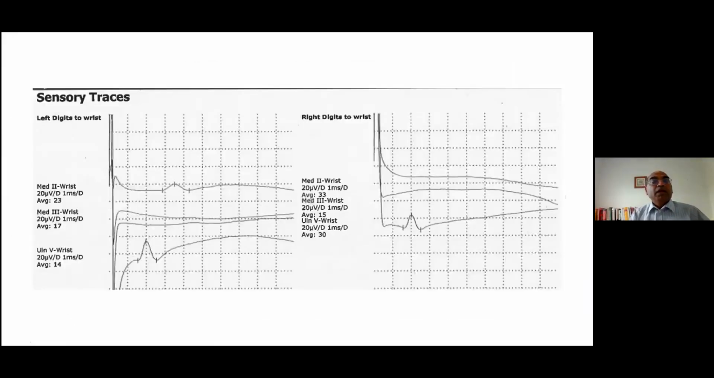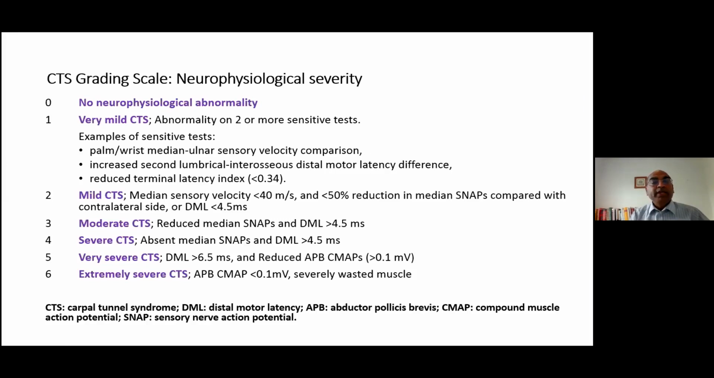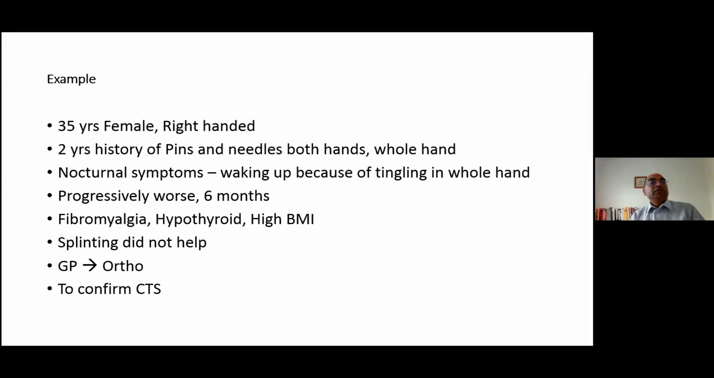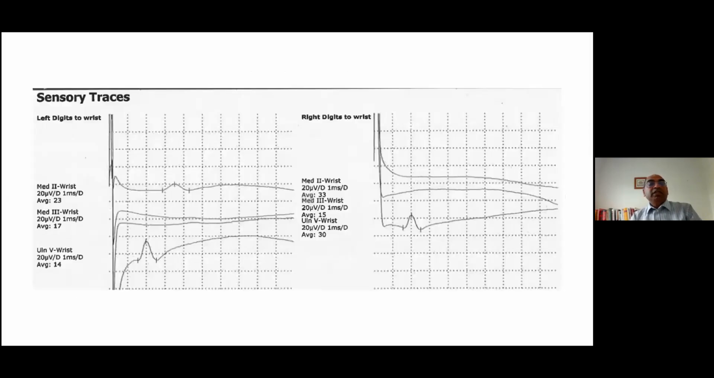So I will show a couple of cases quickly and grade them. These are all from physiology studies. A 35-year-old female, with very characteristic features of carpal tunnel, initially managed with splinting by the GP. Because of fibromyalgia and other comorbid symptoms, they wanted to know whether it is indeed carpal tunnel before going to the orthopedic surgeon, and this study was done.